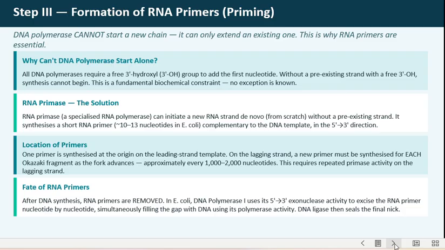RNA primers are removed after synthesis by DNA polymerase 1 using its 5' to 3' exonuclease activity. So this enzyme is able to proofread and see that these are RNA. Remember the difference between RNA and DNA. Even in the bases, we have uracil in RNA, and so in some primers, you may actually find that they will contain a uracil. And even the type of sugar used, you have ribose in RNA instead of deoxyribose.